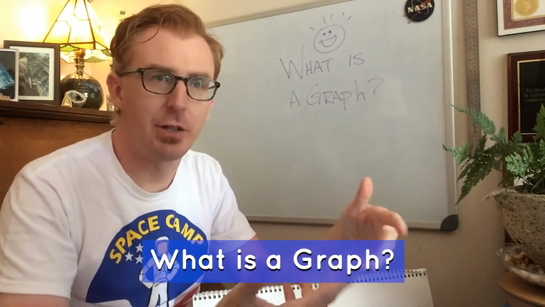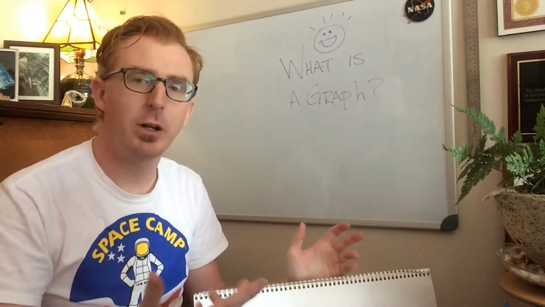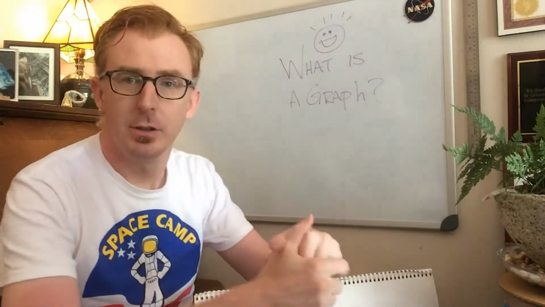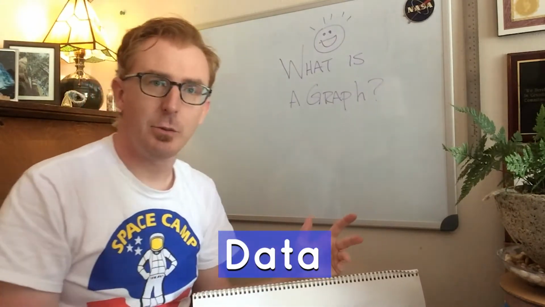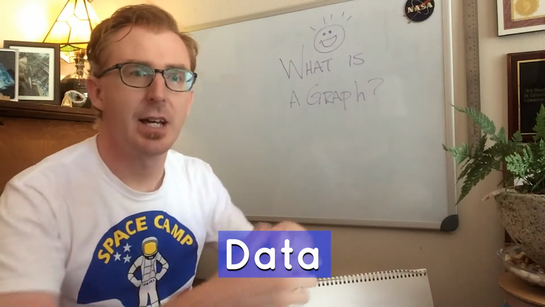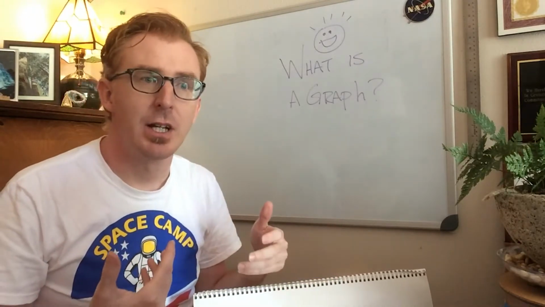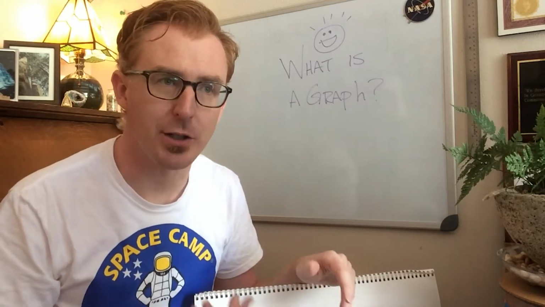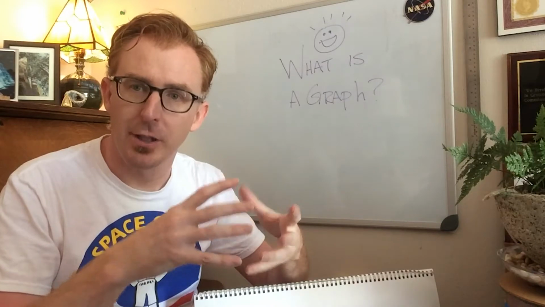Now, graphs show us information as a visual image or picture, and we call this picture representation data. Now, data is any information you collect and organize, and organized data allows scientists and lay people like us to see clearly the results of their experiments. And organized data put together is what we call a graph.